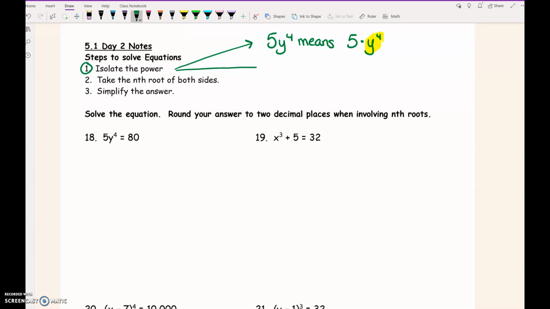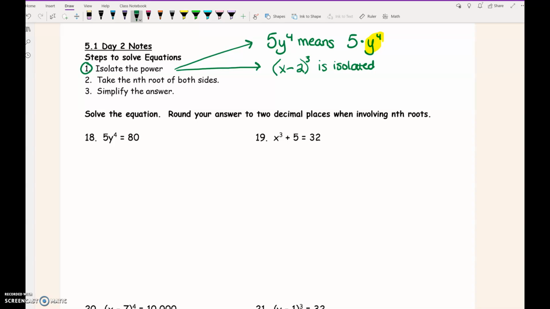The other thing that you'll need to know is that if you have something like (x minus 2) raised to the third, this is isolated. You cannot add 2 on both sides because that minus 2 is stuck inside the parentheses with the exponent. You also can't apply that exponent. You can't distribute the exponent.